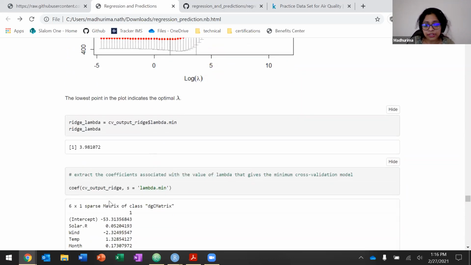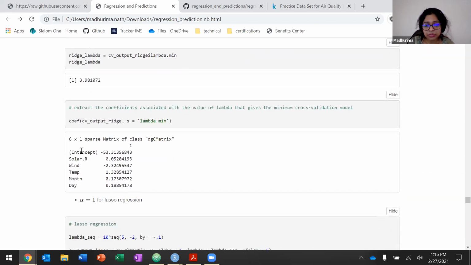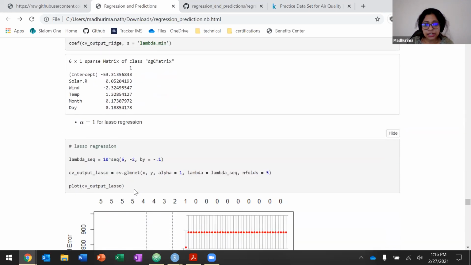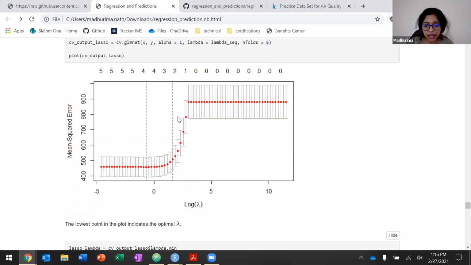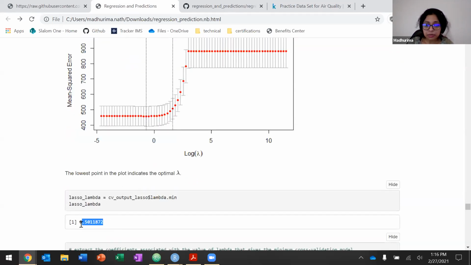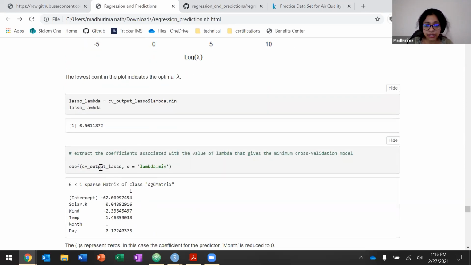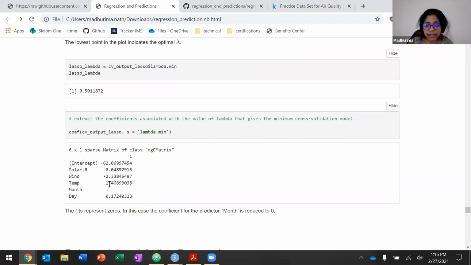So now I can put this lambda in my model, and these are the results that I showed you in the table earlier. So that is what it does. Similarly, for lasso, I can do the same thing, and again look for the optimal lambda value for which my mean standard error would be minimum. It comes out to be 0.05. So I plug that into my model, and I get back these coefficients.